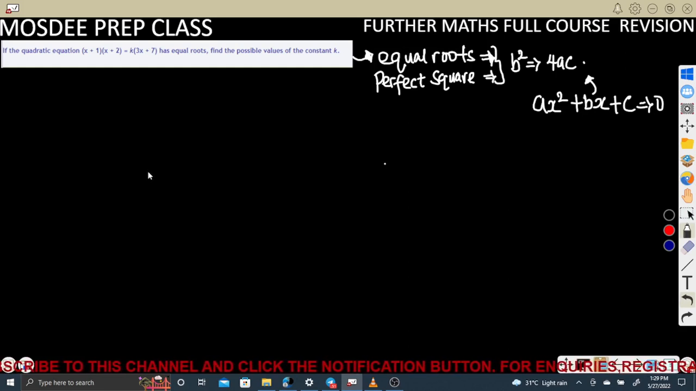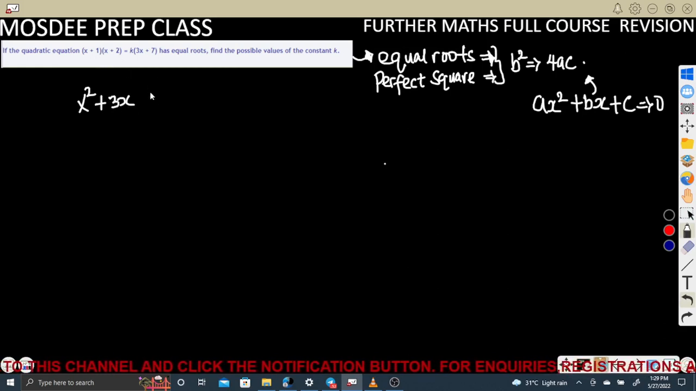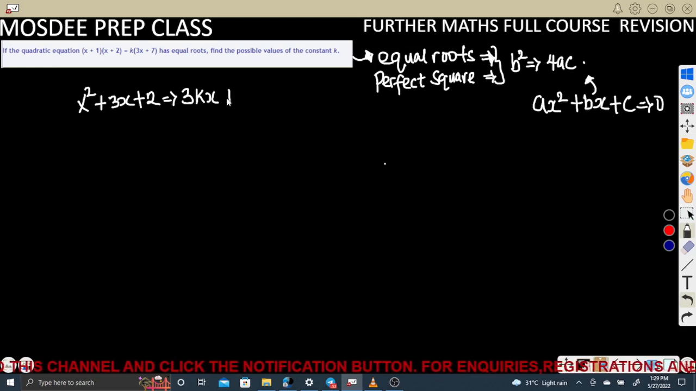So having said that, I don't think this one should give the students any problem because what they are expected to do is just to expand and collect like terms. This is very easy to expand. On expansion of this one, I don't expect students to have any problem. Starting from the left-hand side, this is x times x, which is x squared. This is plus 3x, plus 2. And if they expand the right-hand side, this is 3kx plus 7k. So they can rearrange.